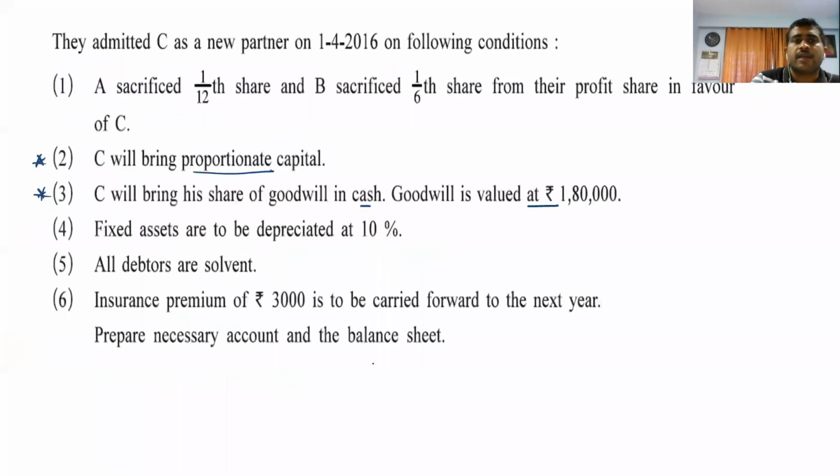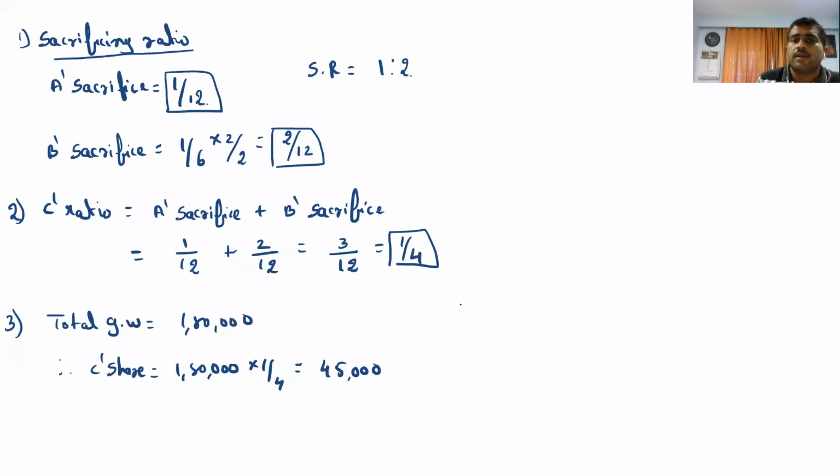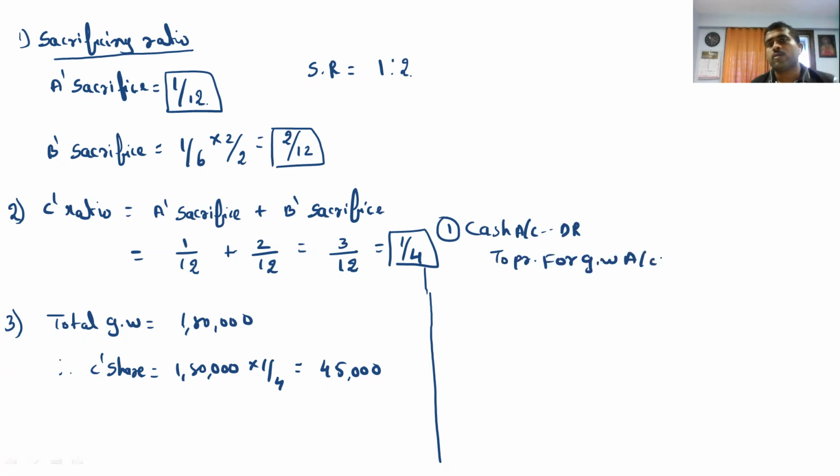And clearly they say that C will bring his share of goodwill in cash. So we have to pass the journal entry for it. So what's the journal entry that we have to pass? Two entries we have to pass. Remember, the first entry is cash account debited to premium for goodwill. Cash account debited to premium for goodwill. So what is the cash he is bringing? 45,000 he is bringing for goodwill.